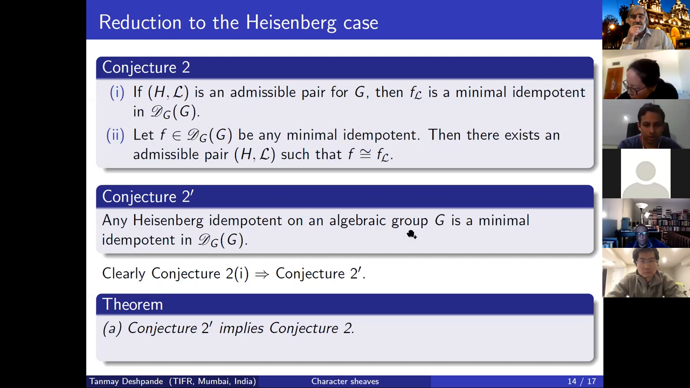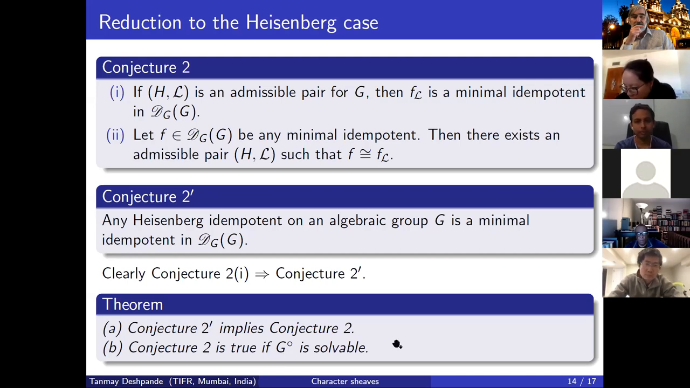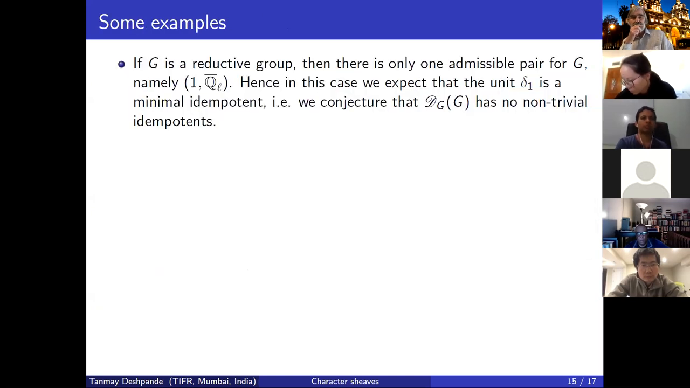Notice that conjecture 2 prime is only about Heisenberg idempotents. The next part of the theorem is that these conjectures are true if the neutral connected component of G is solvable. Let me come to some examples.